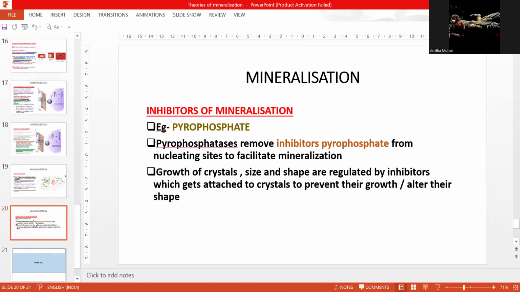Now, coming to the inhibitors of mineralization, an example is pyrophosphate. Pyrophosphatase helps to remove these inhibitors of mineralization, or pyrophosphate, from the nucleating sites to facilitate the process of mineralization. In this way, the growth of crystals, their size, shape, etc. get regulated by inhibitors, which attach to the crystals to prevent their growth or alter their shape.